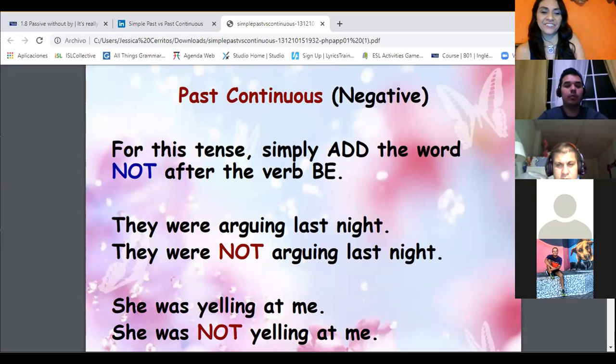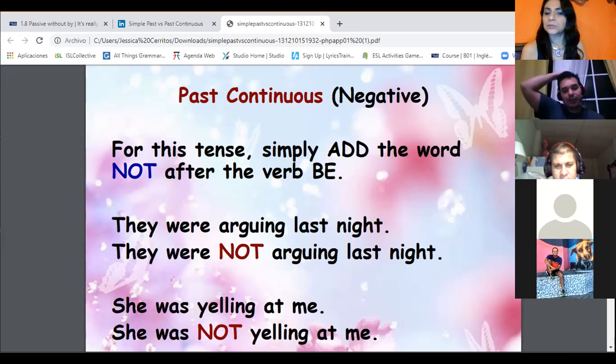Casi me trago la lengua de niña. Arguing last night. Ellos estaban discutiendo anoche. Arguing. Ya casi. Last night, they were not arguing last night. Excellent. Okay, very good.